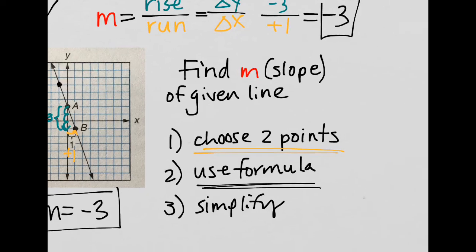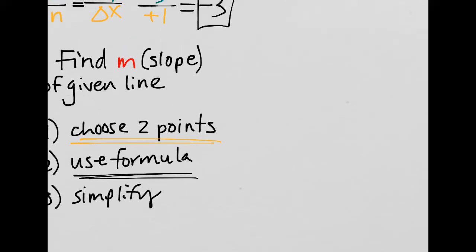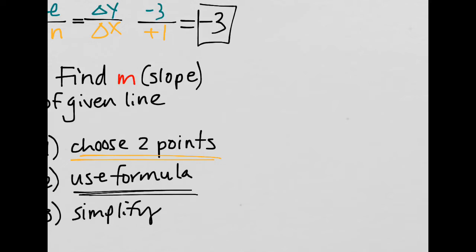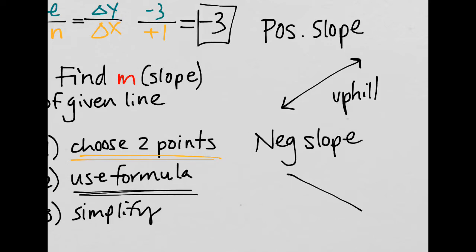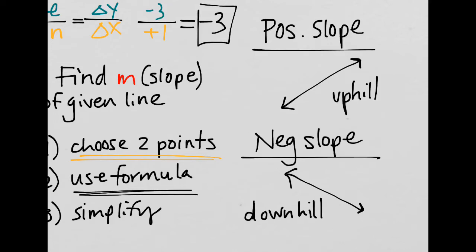Now, I want to add some things here, and please make sure you put this in your notes. If not much else, this is really important. If you have a positive slope, your line goes up from left to right. It's uphill if you're skiing. A negative slope goes downhill when you are skiing from left to right. Okay, so from left to right, these are really, really important.